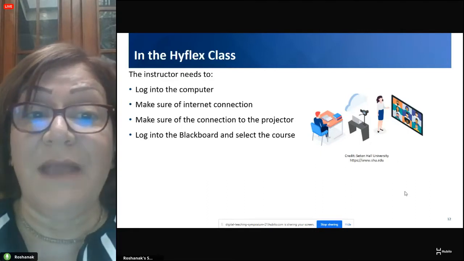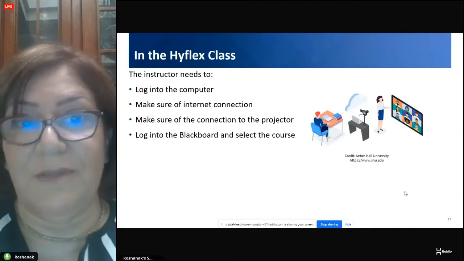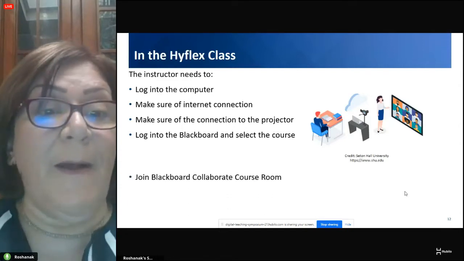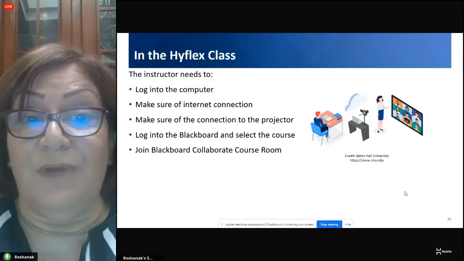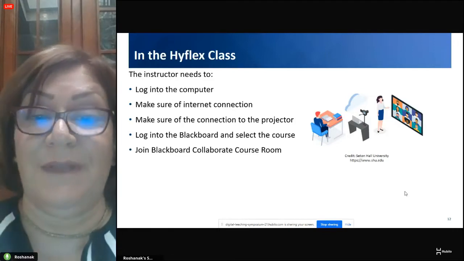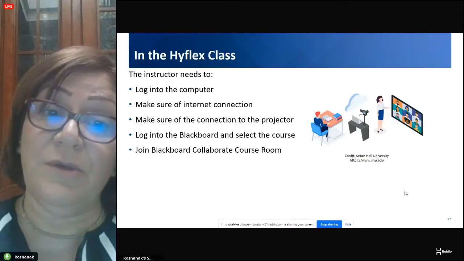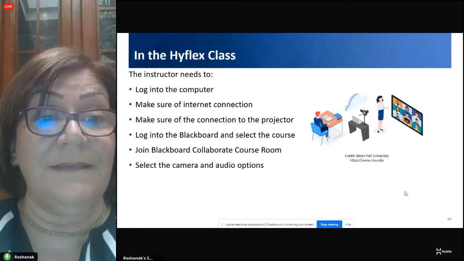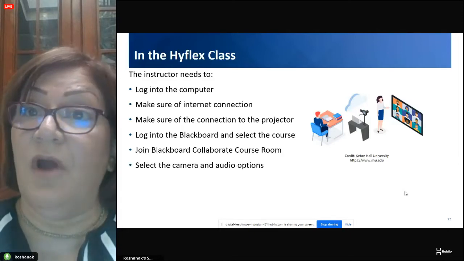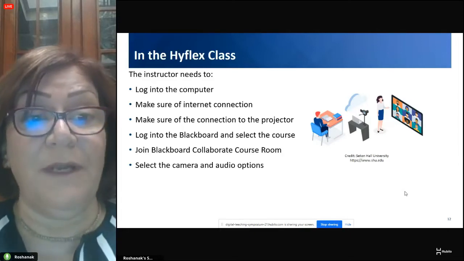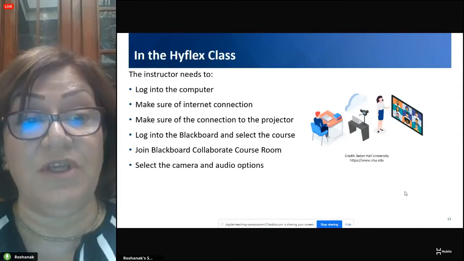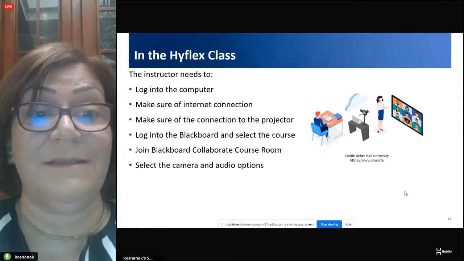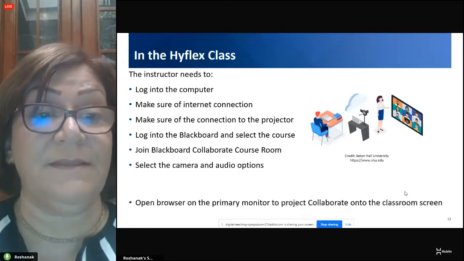I log into Blackboard and select the course that I am going to teach. My students are in class and I am doing all these. I join the Blackboard Collaborate course room to include the synchronous students in the class. I select the camera and audio option for Blackboard Collaborate to make sure I am able to project Blackboard Collaborate on the screen of the class, so in-person students can see that.